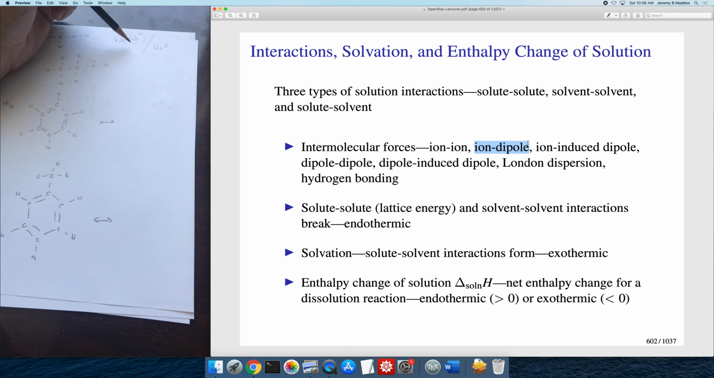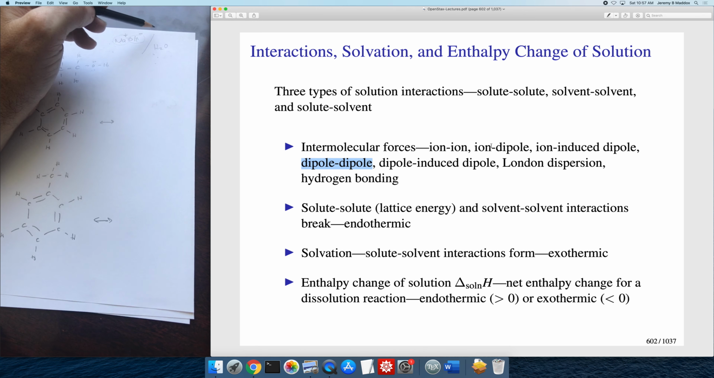What are the interactions that are at work in the pure solute and in the pure solvent? Well, you're going to have ion-ion interactions in the pure solute. Those are very, very strong. You're also going to have dipole interactions within the solvent, right? Water's a polar molecule. And then those are very different from the ion-dipole interactions between the solute and the solvent.